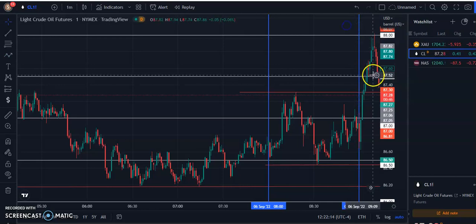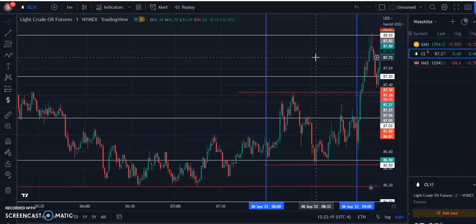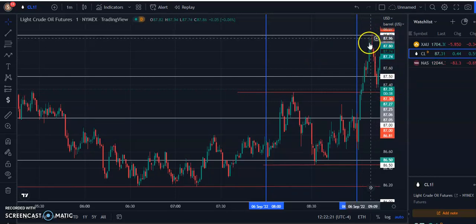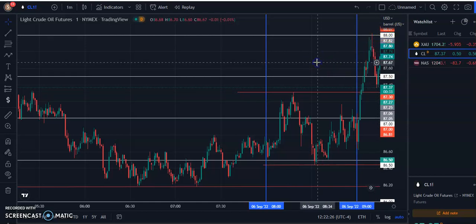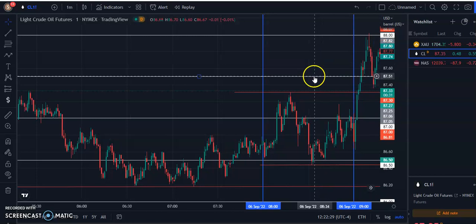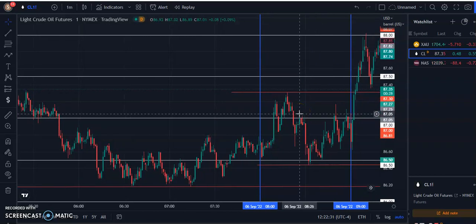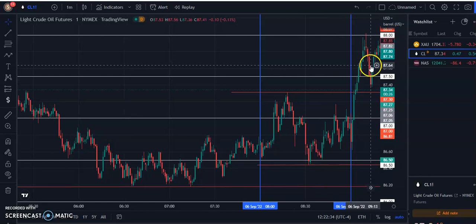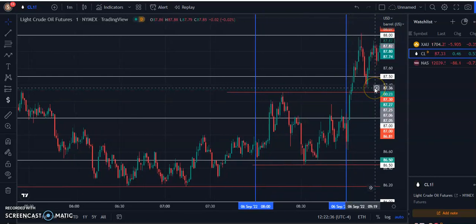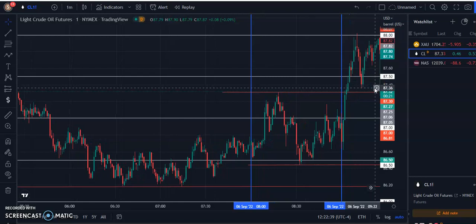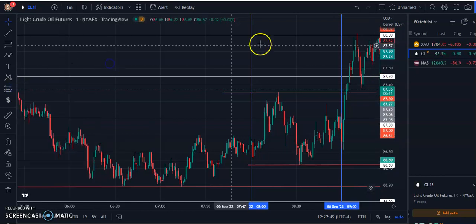As you can see, we broke structure before 9:30. Now, what I'm expecting is price to retest this area and give me an engulfment. And what did price do? We came back, one push, two push, the third push and engulfment at 9:25. This to me is a perfect trade setup.